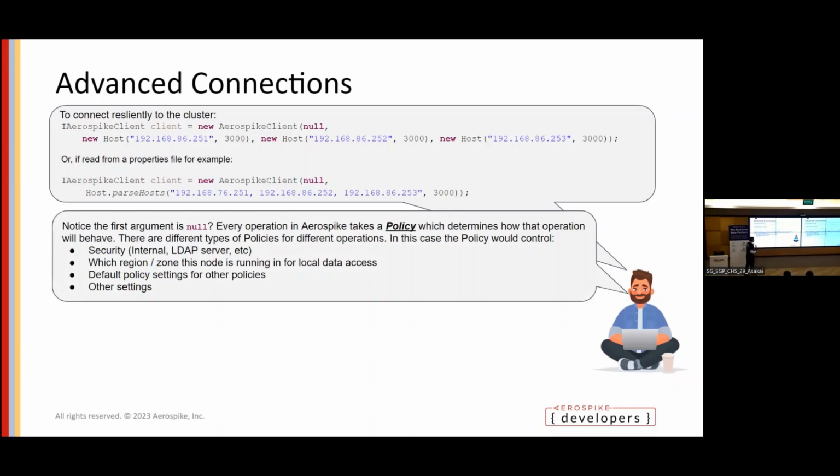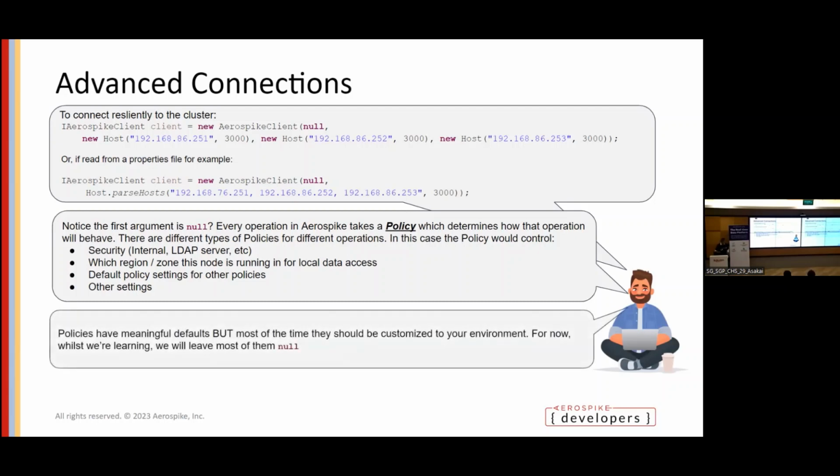What the policy basically says is everything about how the operation is supposed to happen. For example, this is the code to connect. So how am I going to connect? What's the username? What's the password? Should it connect via LDAP? What are the security settings? Everything else is defined in the policy. So you need to create a policy object, define all the settings that you want, and pass it accordingly. Make sense? It's that easy.